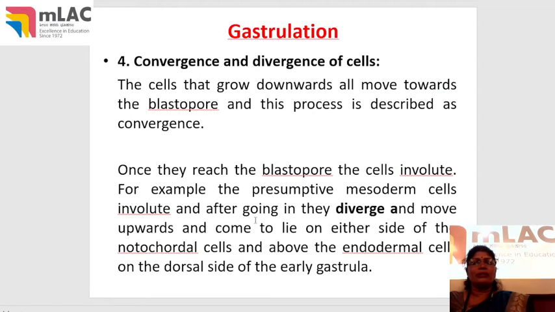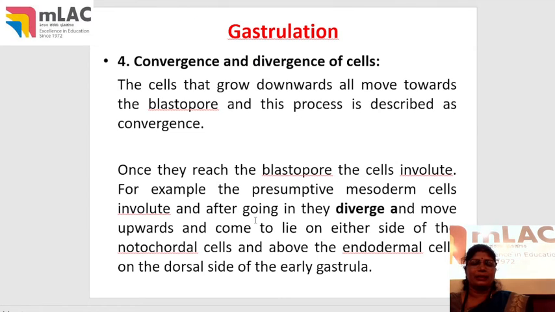Next, coming to the convergence and divergence of the cells. The cells that grow downwards all move towards the blastopore, and this process is called convergence. So the cells will go and converge near the blastopore. From the blastopore the cells will involute, otherwise they will roll in, and from there they will move to the different parts of the embryo. That is called divergence.